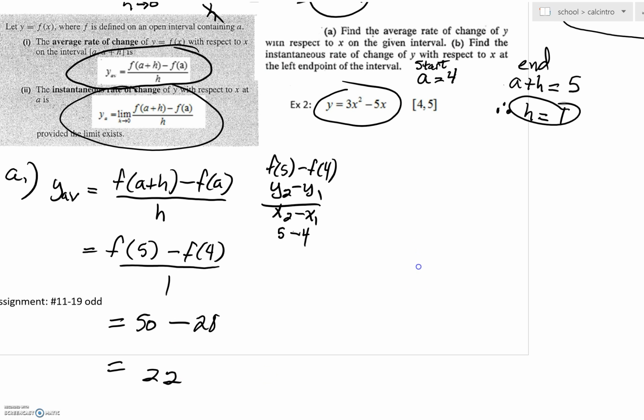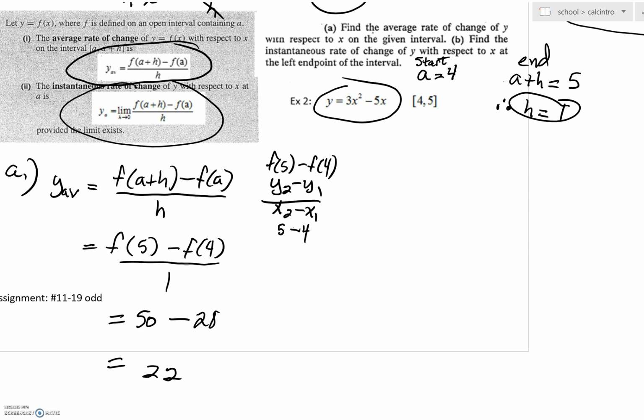22 skidoo. By the way, that was Mr. Clifford with the funny skidoo line there.